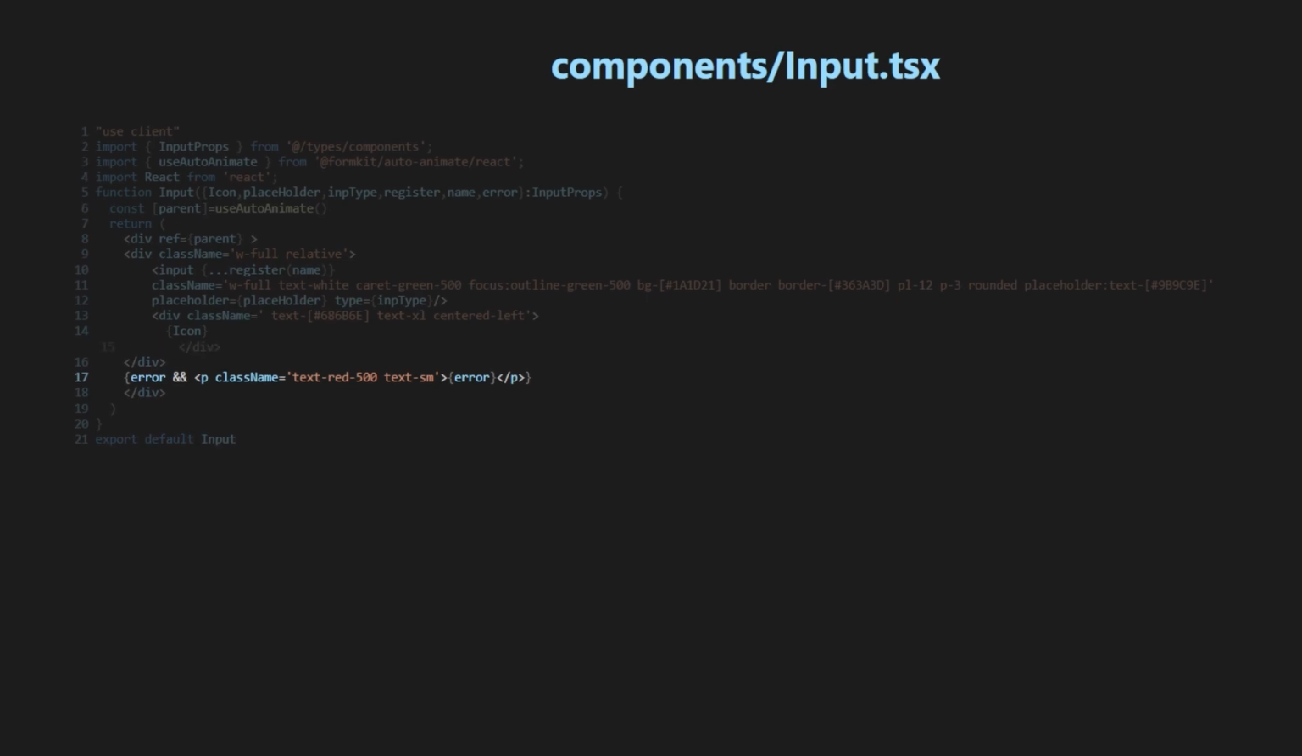Next, we handle error messages that may arise from validation. The input field integrates with React Hook Form using the register function, which connects the input to the form state. If there is an error associated with the input field, we display it below the input in red text.